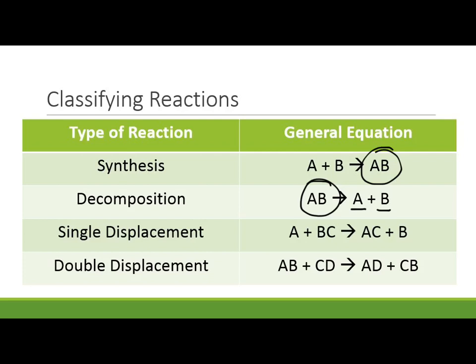In a single displacement, we're just going to have A come in and kick out B, so that B is all by its lonesome now. And then in a double displacement, this is where the two chemicals come in and they're actually going to mix. So A is going to pair up with D, C is going to pair up with B, and now you have new compounds. You might have recognized this from our precipitation reaction with lead a little earlier.